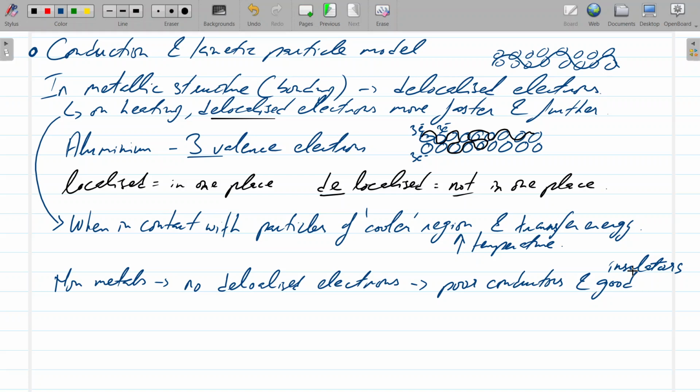Then there are some solids that have few free electrons. They are not as good thermal conductors as metals, but they are better than poor conductors, and so those are called semiconductors.